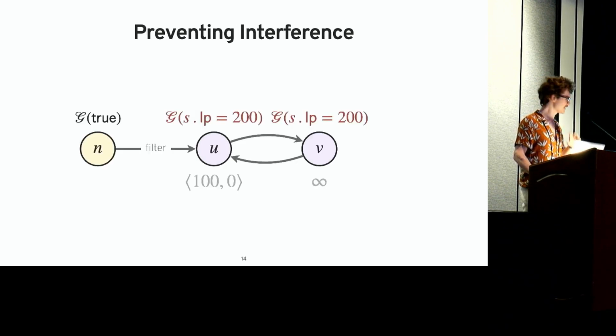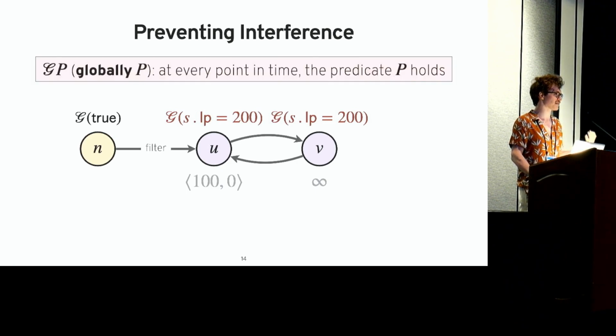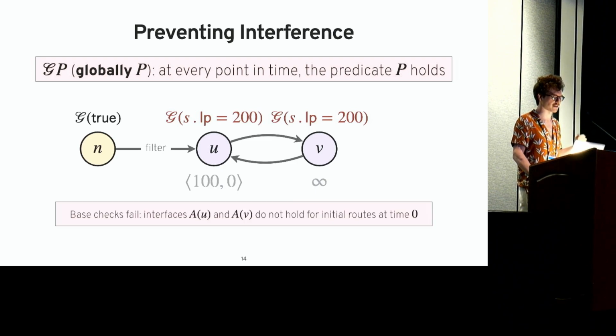Let's go back to that previous example. I've now lifted those interfaces to the temporal model by adding these curly G's. These curly G's mean globally. We're using them like a temporal operator. They say that at every point in time, the particular predicate they're given holds. And what we can see right away is that with this new temporal modular verification procedure, our base checks are going to fail here, because these interfaces do not include the routes at time 0. So we've now ruled out this bad case, and we can also prove things using these temporal operators.